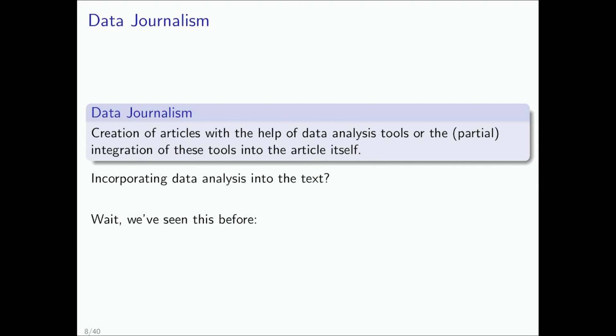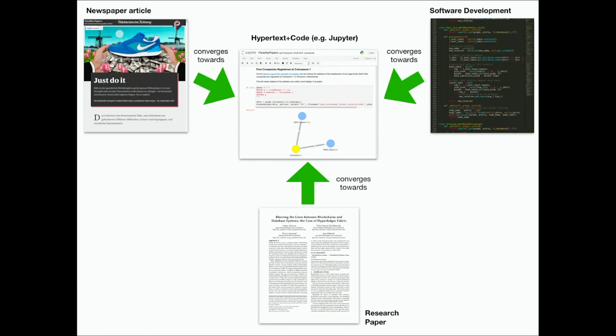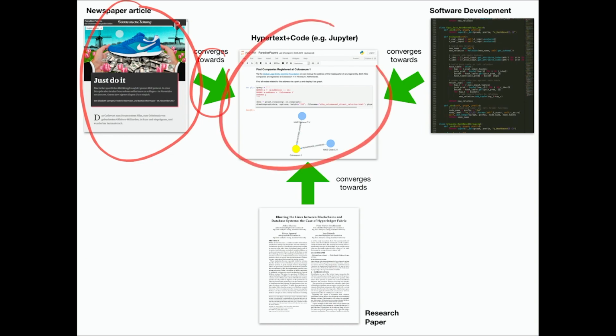Well, and if that is about incorporating data analysis into the text, I mean, we have seen that before, right? If you look at what we did with Jupyter Notebooks. Yeah? So what are Jupyter Notebooks? That's hypertext plus code. Yeah? So there are these hypertext cells, there are these code cells, and they're intermingled, and you can mix them as you wish. Yeah? And that's kind of the gold standard still these days in many data science and data analysis tasks. And what we're seeing here is that these newspaper articles that used to be printed out now converge towards something like this, towards a hypertext representation with dynamic elements.